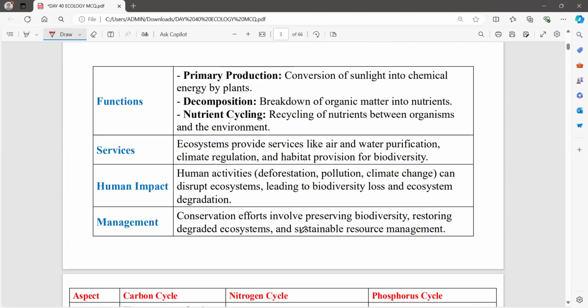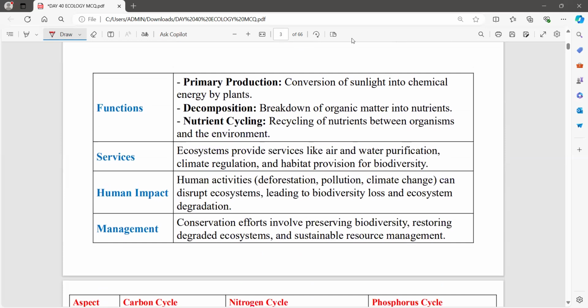The next important thing is the functions of the ecosystem. First, primary production. What is meant by primary production? Primary production is done by the plant, which is why we call the plant a producer. How are they producing energy? The process of photosynthesis explains it: the conversion of sunlight into chemical energy by plants. So this will be the primary production.